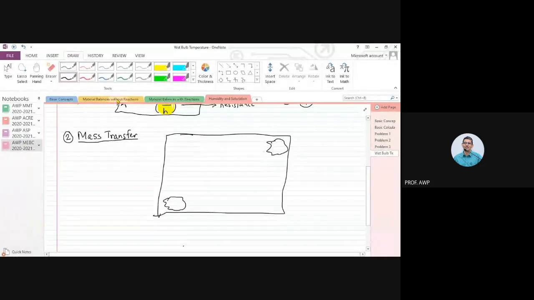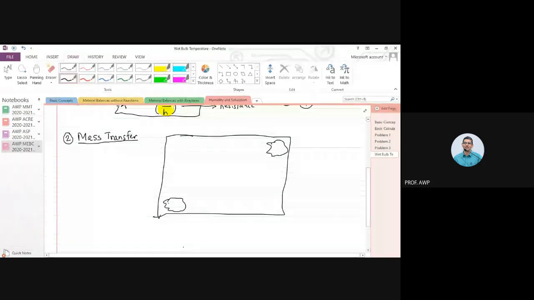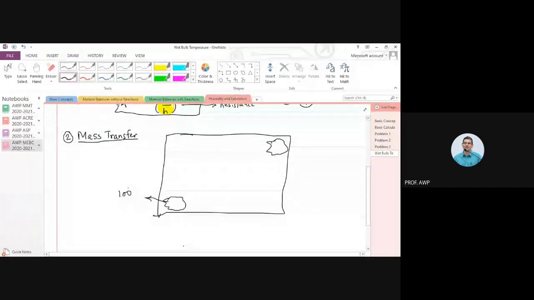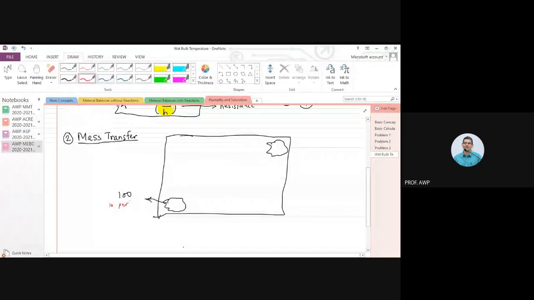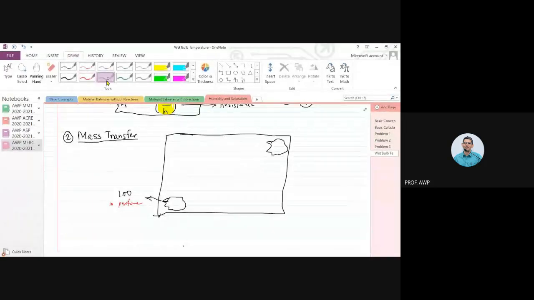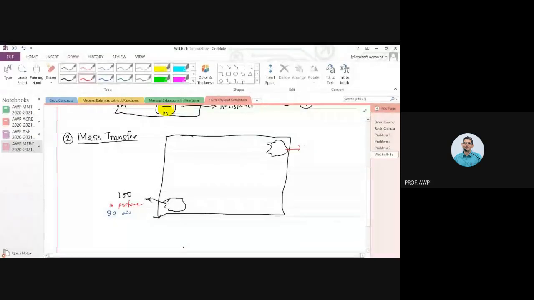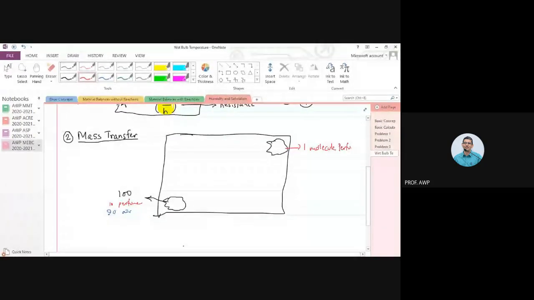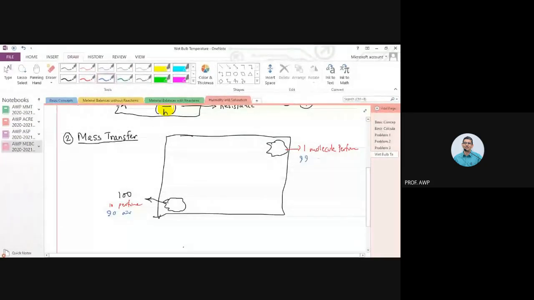Let's say this control volume contains 100 molecules. Out of those 100 molecules, 10 molecules are perfume and 90 molecules are air. And I take 100 molecules from this other control volume. In this control volume, let's say one molecule is perfume and 99 molecules are air. Are you able to visualize?